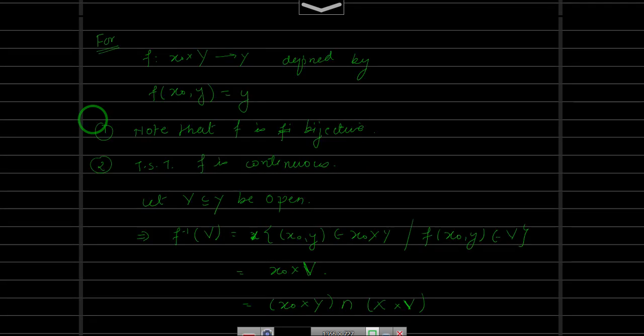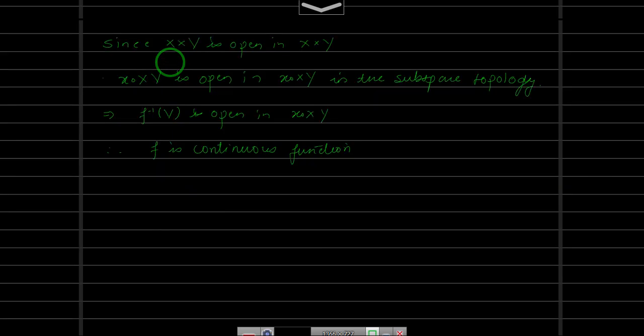To show that f is an open map, let us recall that a map is an open map provided if you take any open set in our domain, its image is open in our codomain. In that case, we can say that f is an open map. And equivalently, if you take a closed set in our domain, and the image of that closed set is closed in our codomain, then the function is called a closed map. So let us show that this f is an open map. If we manage to show that, then f will be a homeomorphism.